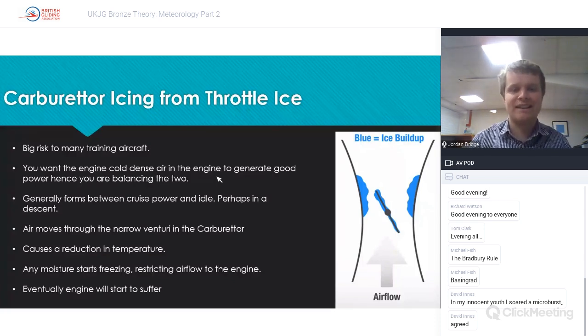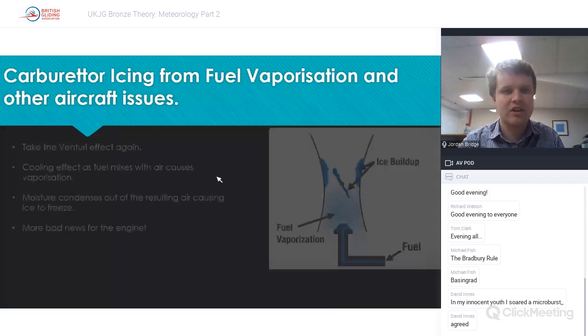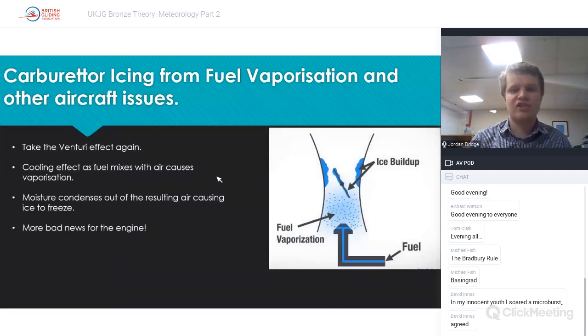It's not purely down to those two. You always want to have cold air in the engine, because the engine will run better on it, and hence we're always balancing the two rather than trying to have a heater running the whole time. But fuel vaporization can get in the way as well, because the Venturi effect is still happening. There's a cooling effect as fuel mixes with air, which causes the vaporization. That moisture condenses out of the resulting air, causing the ice to freeze. And that's more bad news for the engine.